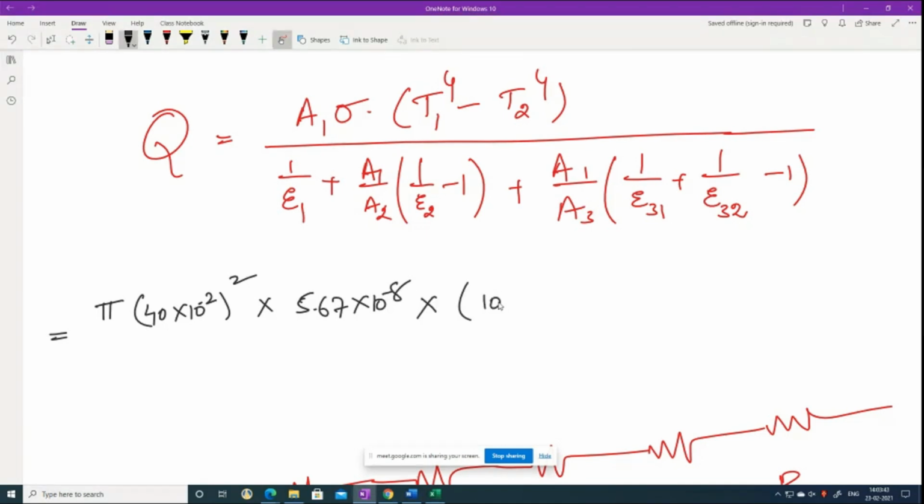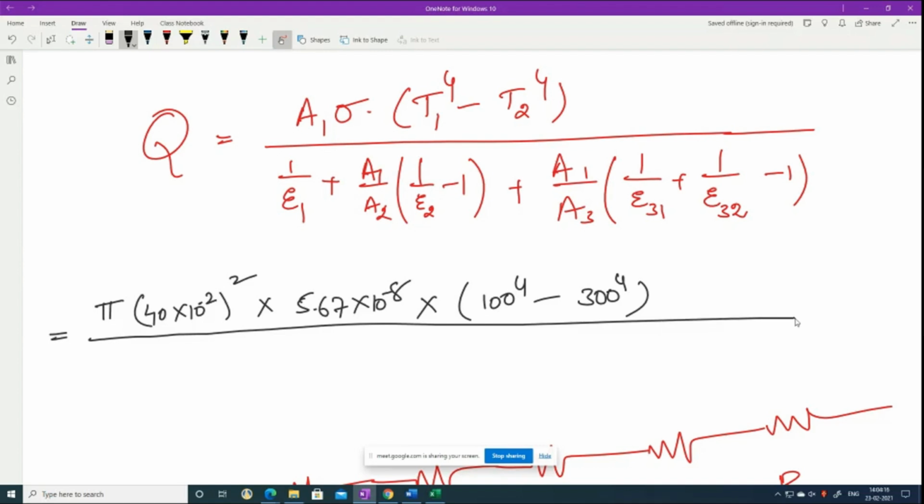The T1 value is given as 100 Kelvin. The T2 value is given as 300. See, a very important thing here is that these values can be given in degree centigrade also. When it is given in degree centigrade, you must substitute it in Kelvin only. In the exam, he may give you Kelvin, or he may give you degree centigrade. Whatever the unit given for the temperature, while substituting in place of T to the power of 4, always remember you should substitute only in Kelvin. Right. So what is the epsilon 1 given in the question?